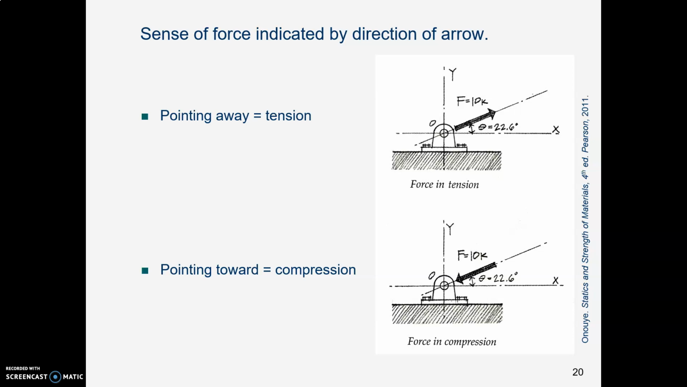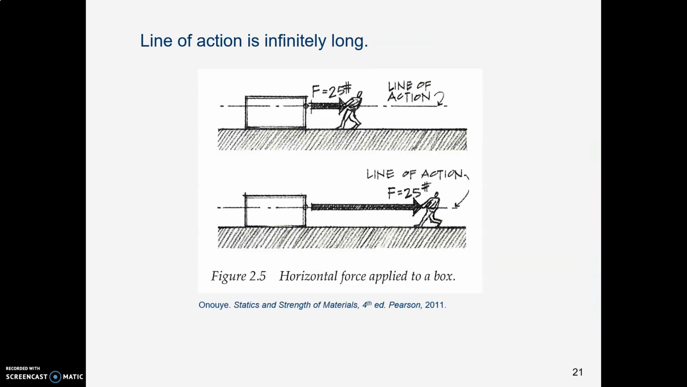And if you think that force is pulling, if you think it's in tension, then you make your arrow point away. And if you think your force is pushing, if you think it's compression, then you make your arrow point towards. That's how you tell what direction those arrows go.